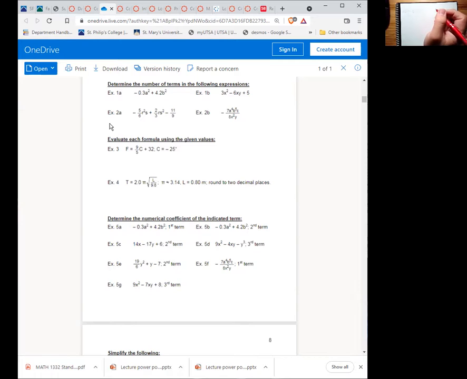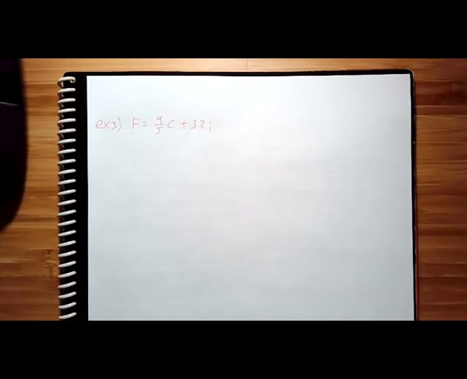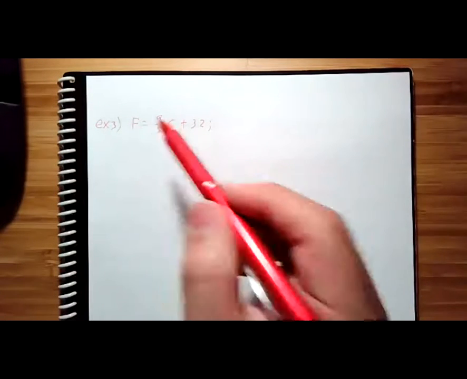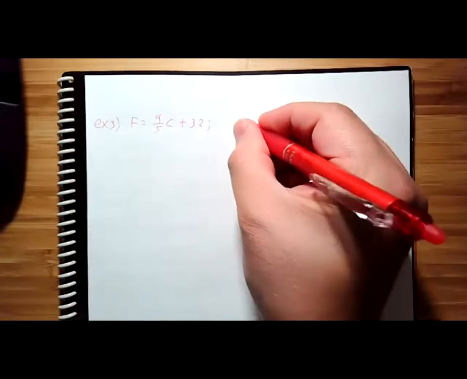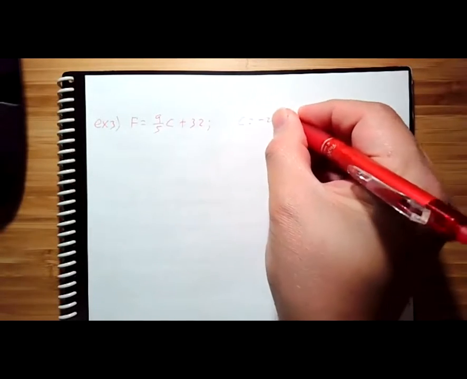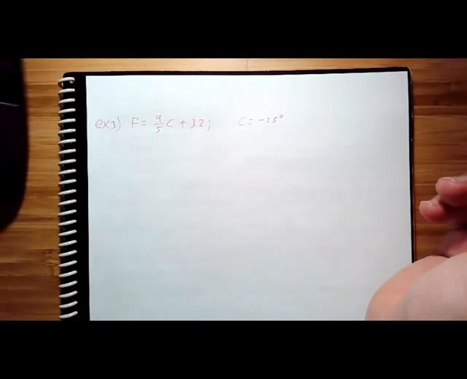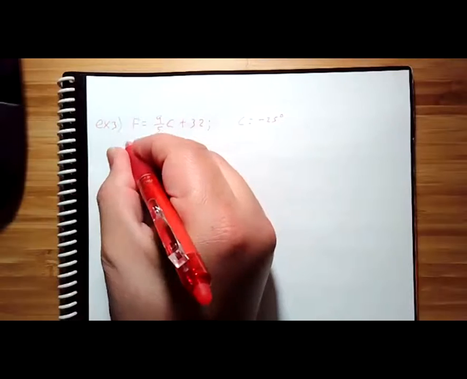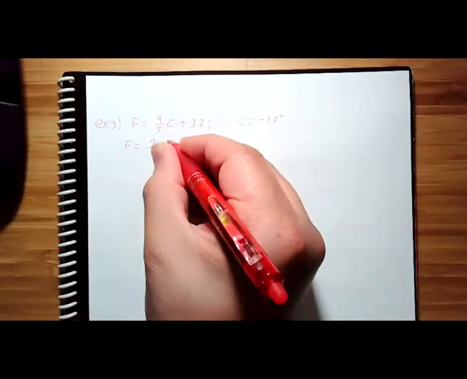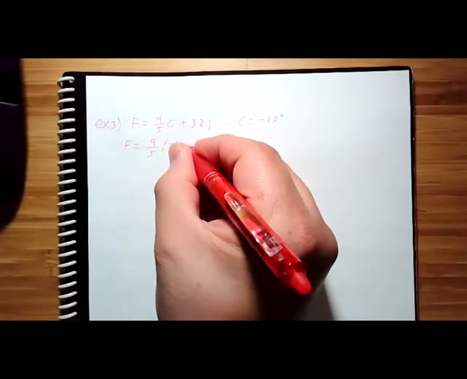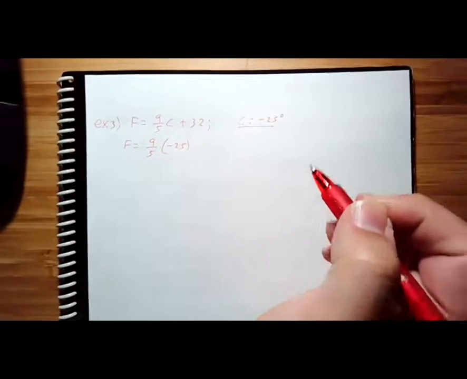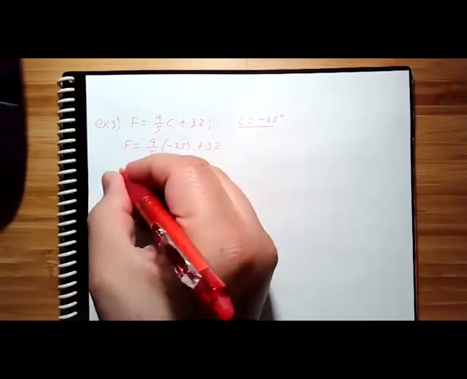So F is equal to 9/5 C plus 32. What this is, is a formula that converts Celsius to Fahrenheit. So if you have the Celsius right here, you just plug it in and then you'll spit out the Fahrenheit. So F will equal 9/5 times -25. That's what they're telling you to do, plug in this number, then add 32.